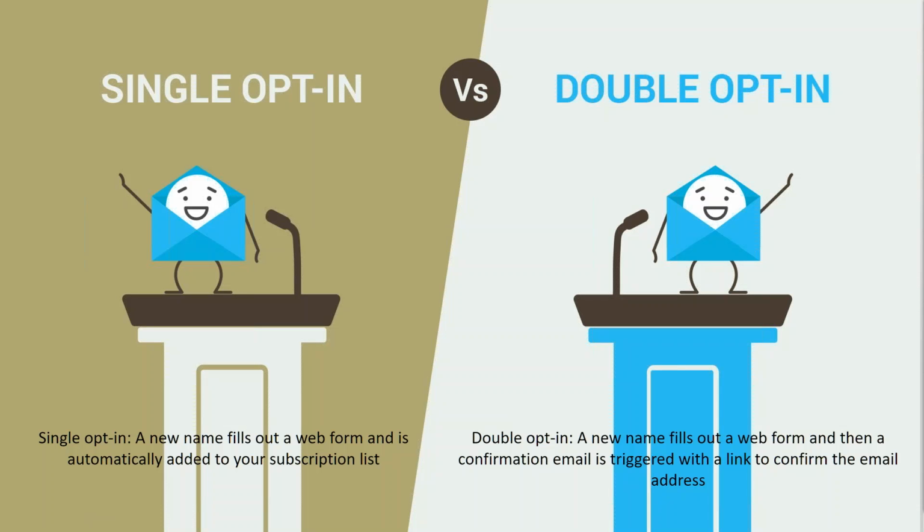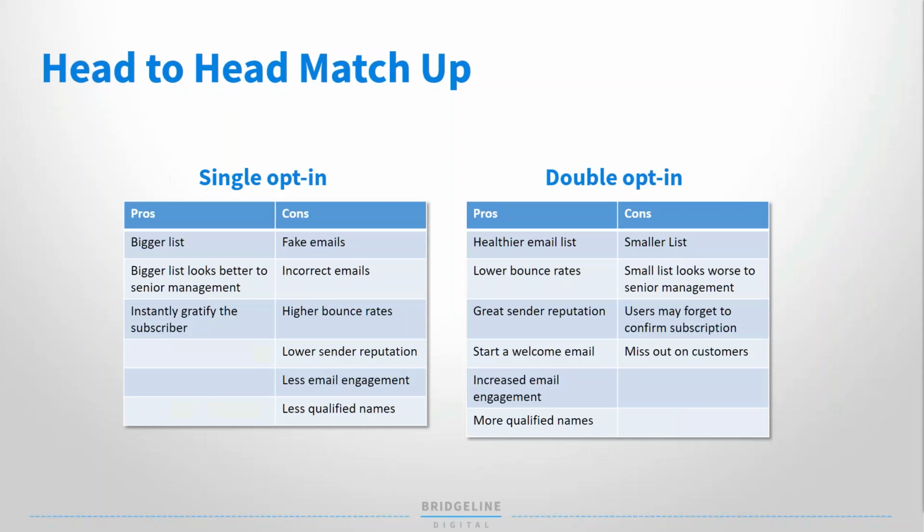So a single opt-in is when a new name fills out a web form and is automatically added to your subscription list. A double opt-in is when a new name fills out a web form and then a confirmation email is triggered with a link to confirm the email address. In this head-to-head matchup, we'll look at the pros and cons of each method.